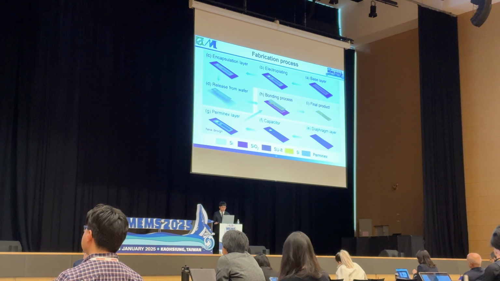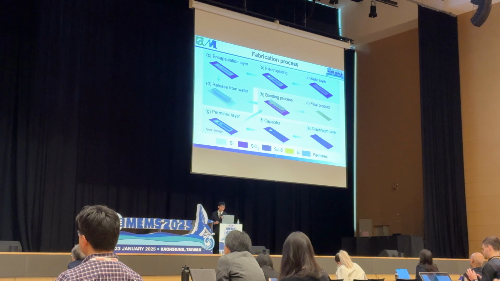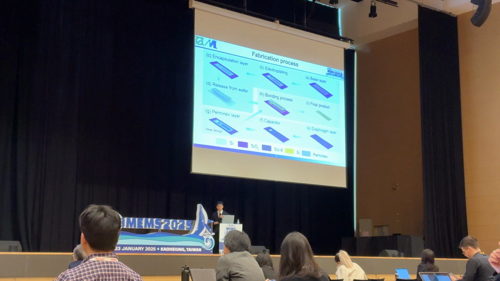So here is the fabrication process of our sensor. Our sensor is fabricated in two parts separately. In the inductor coil part, we use electroplating to form the inductor coil, which realizes the wireless transmission. In the diaphragm layer, we use our newly designed permanent layer to create more cavity volume.